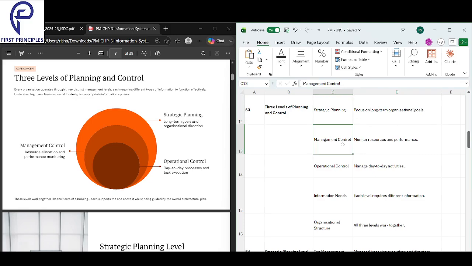Then you have management control. It monitors resources and performance, and you have operational support day to day. Wherever you see operational, it's day to day. Strategic is always long term. Easy to remember like that.